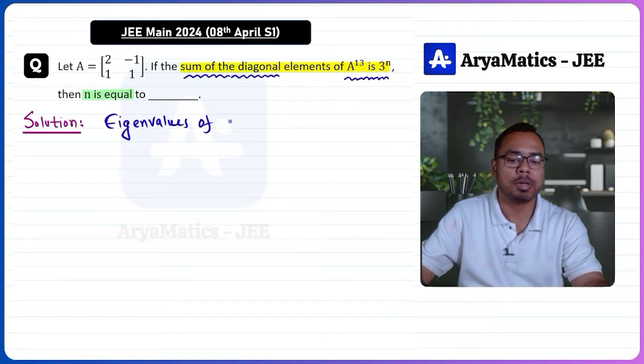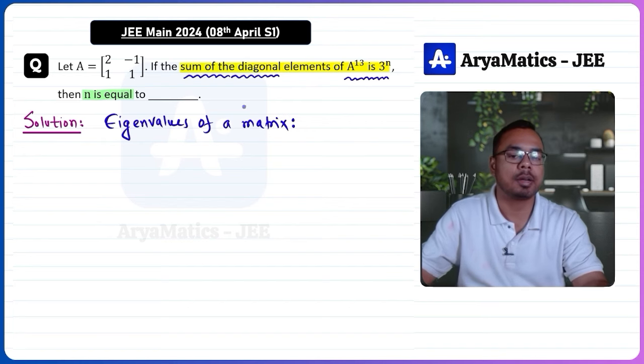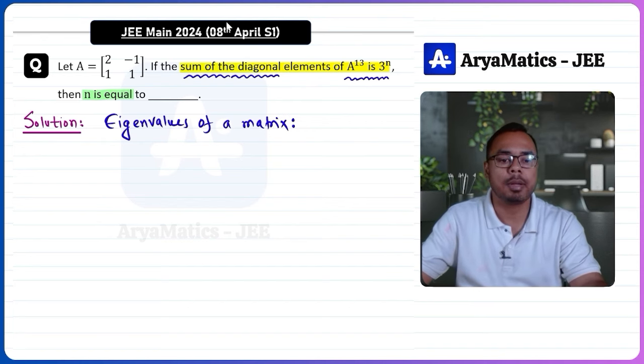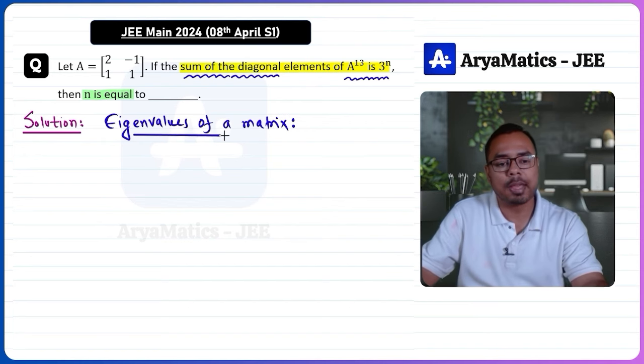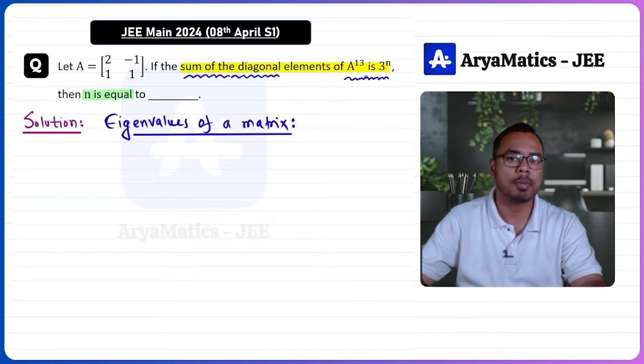Right, first we'll talk about what eigenvalues of a matrix are. We already know about the characteristic equation, right? We learned about the characteristic equation of a matrix in the Cayley-Hamilton theorem. So from there we can find the eigenvalues of a matrix. And then there are a few properties of eigenvalues that you should know. So then these types of problems you can solve within a few seconds.